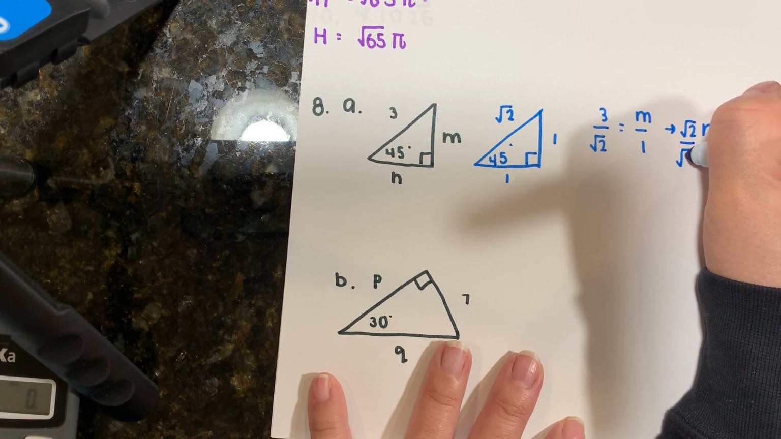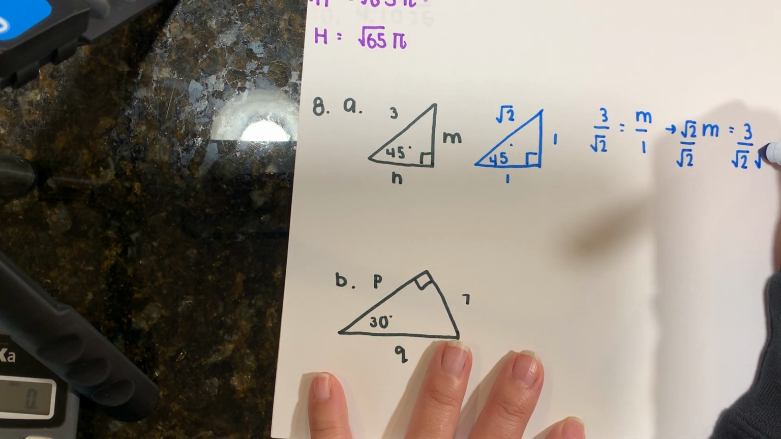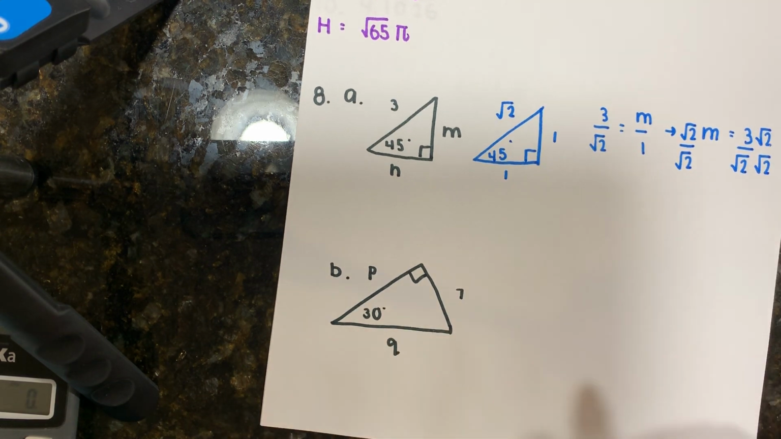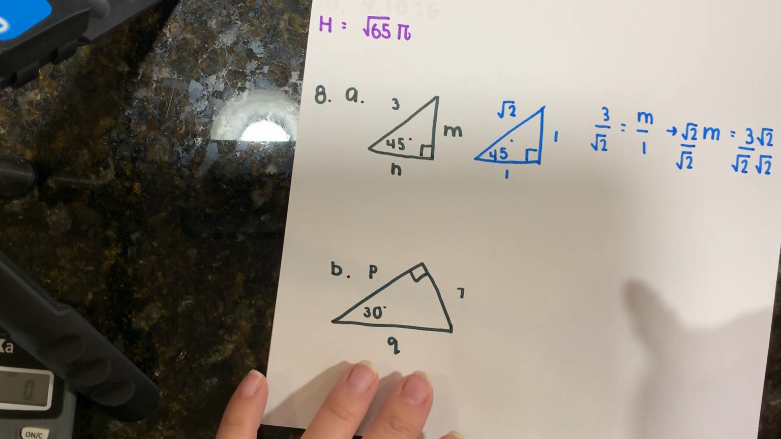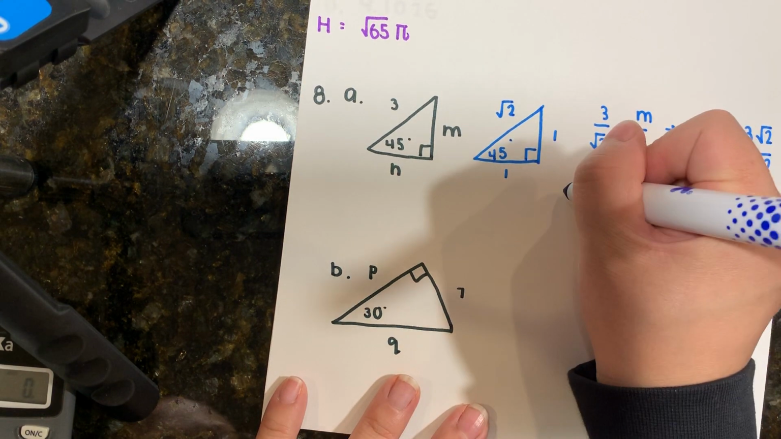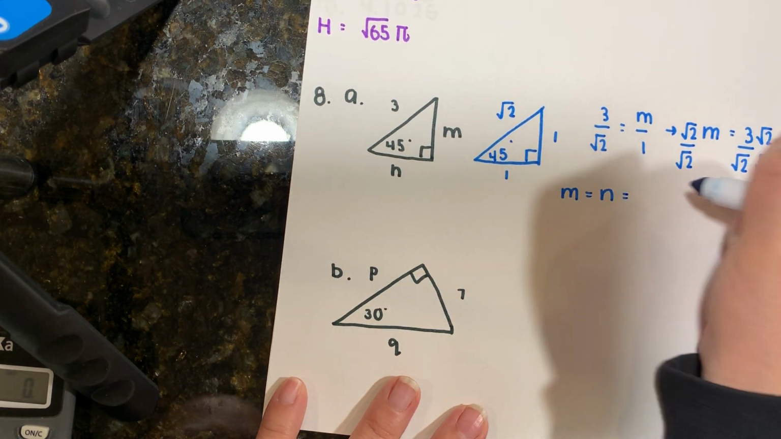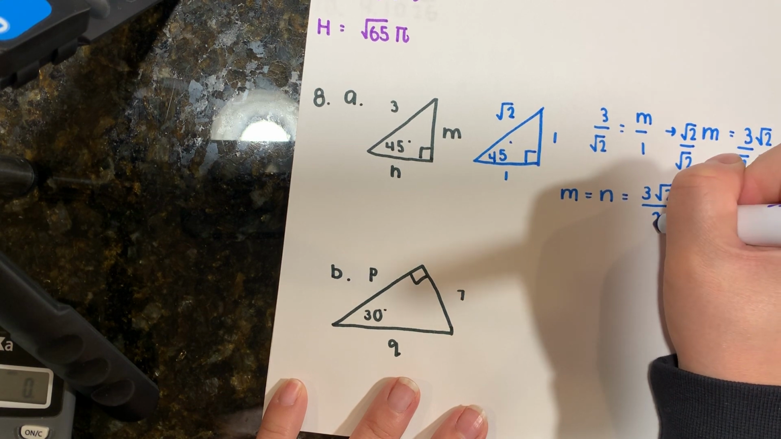When I cross multiply that, I get root 2 m equals 3. But you can't divide by the square root of 2 and leave it in the denominator. So I'd have to multiply top and bottom by root 2. So just like I said before, both sides on the 45, 45, 90 triangle are actually the same. So that means that m is actually equal to n, and they're both equal to 3 root 2 over 2.